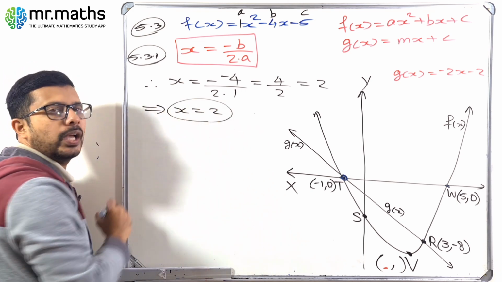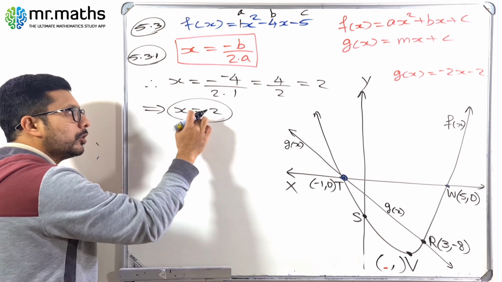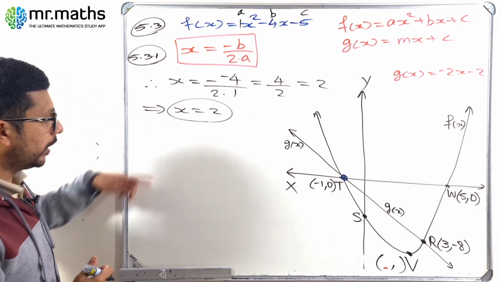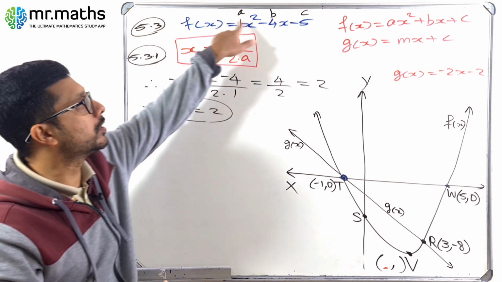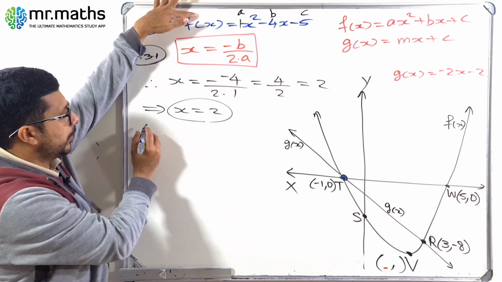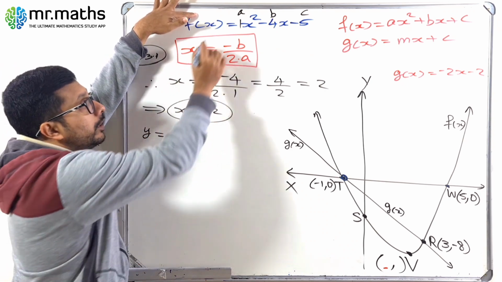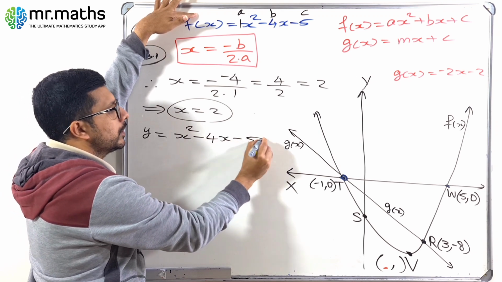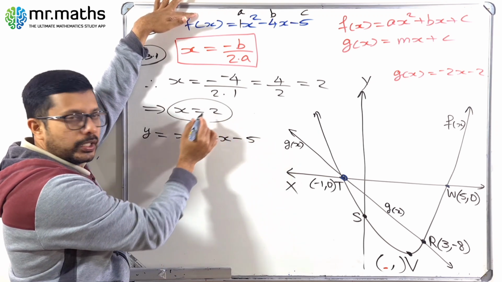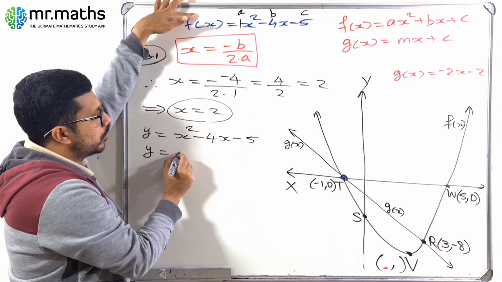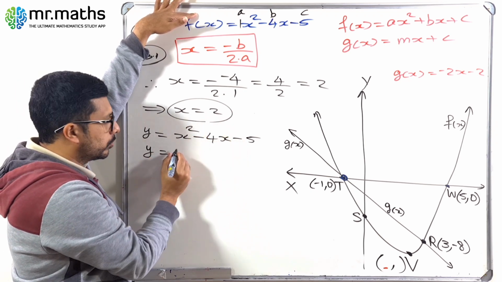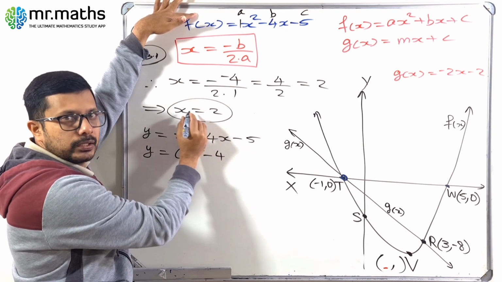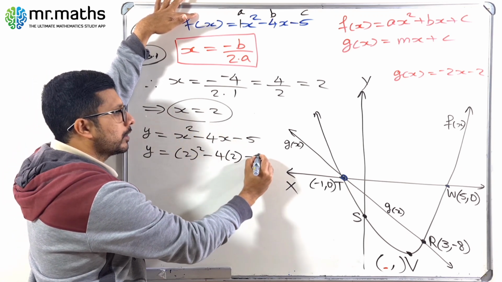So to find the y value, what do you have to do? We have to substitute this x value in the original equation. This f of x is the same as y. Let me write that equation once more: x square minus 4x minus 5. Now we can substitute the x value here. y is equal to 2 square minus 4 into 2 minus 5.